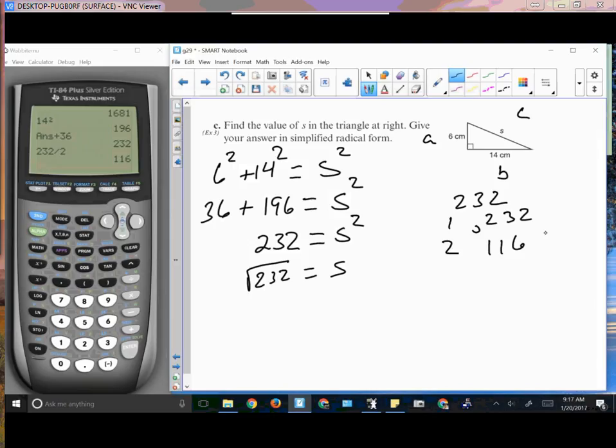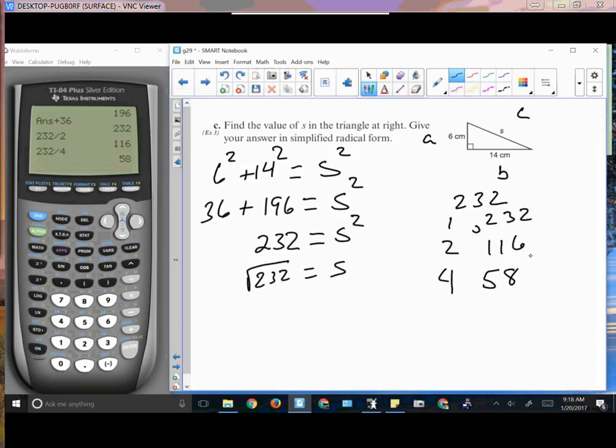Does 3 go into it? You know how to quickly and easily tell if 3 goes into it? Add the digits up, and if that's divisible by 3, then it's divisible by 3. So 2 plus 3 plus 2 is 7. 7 is not divisible by 3. Is it divisible by 4? Yes, because it's divisible by 2, and that's still even. We can have 4 in there. So 232 divided by 4 is 58. So is this divisible by 5? Is it divisible by 6? No, because it wasn't divisible by 3.